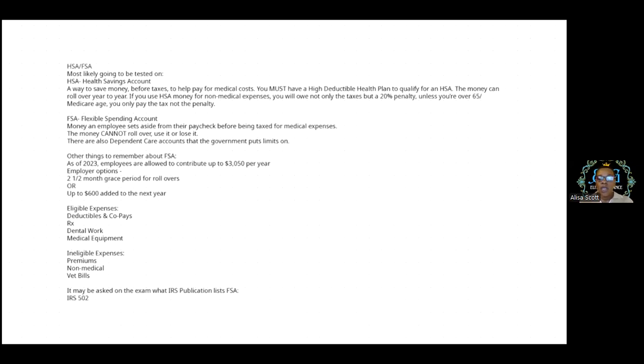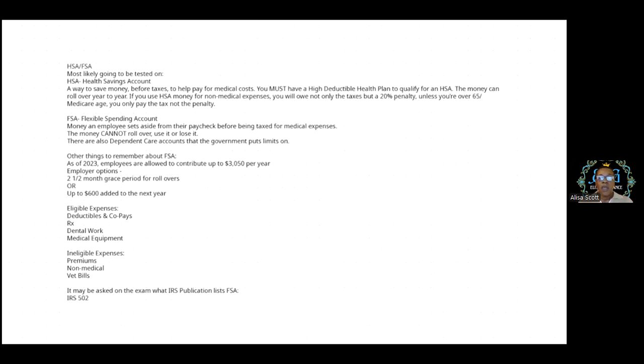So if you are over the age of 65 or Medicare age, then you would only pay taxes on the money that you spend for non-medical expenses. You will avoid that 20% penalty. Now with FSA, the flexible spending account, this is money that an employee can set aside from each paycheck. It's before being taxed, and they can use those funds for medical expenses only.